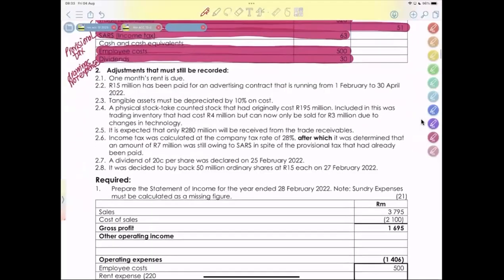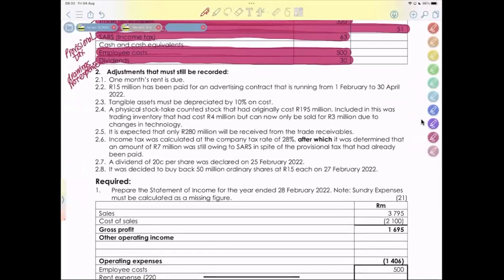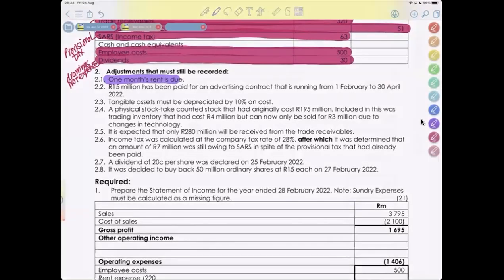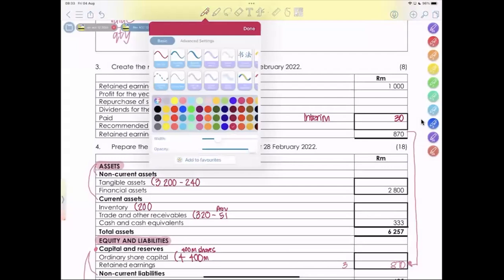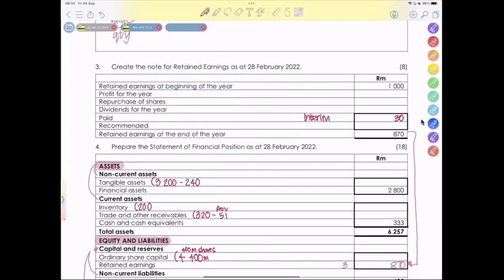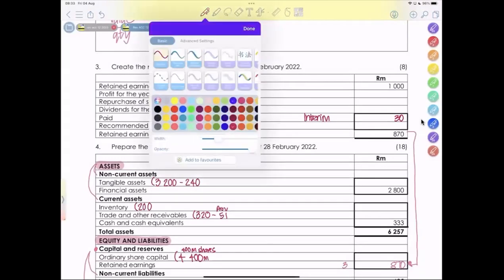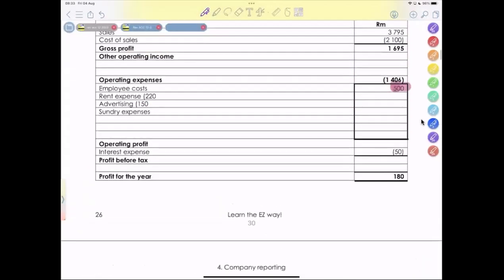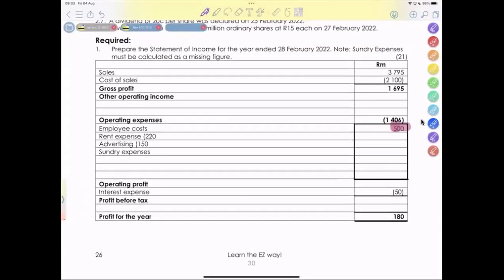We can then see we're given some adjustments that still need to be recorded. We've got 1 month's rent that is due. If 1 month's rent is due, that means that the remainder that we're shown over here is actually going to be the rent for the other 11 months. So if we have a look at the statement of income, this rent expense of 220 is 11 months. So to get 1 month, we'd want to divide it by 11. But because we actually want the entire year, we'll put a 12 on the top.